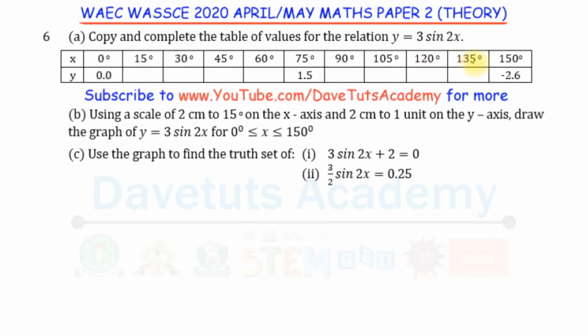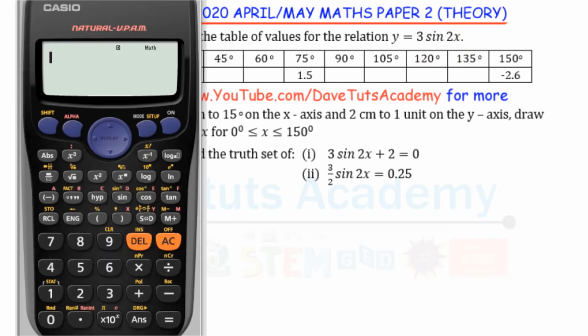15, 30, 45. But we need to note something. This is where students most likely will make mistakes. You will forget that we are told to use 2x. Look at this question. It is 3 sine 2x. And I'm going to show you on the calculator. You can do that seamlessly. So if you bring in your calculator, this is a very good way to do this. This is just a basic calculator, not too scientific, but you can actually play around with it to also try and see how to solve it.